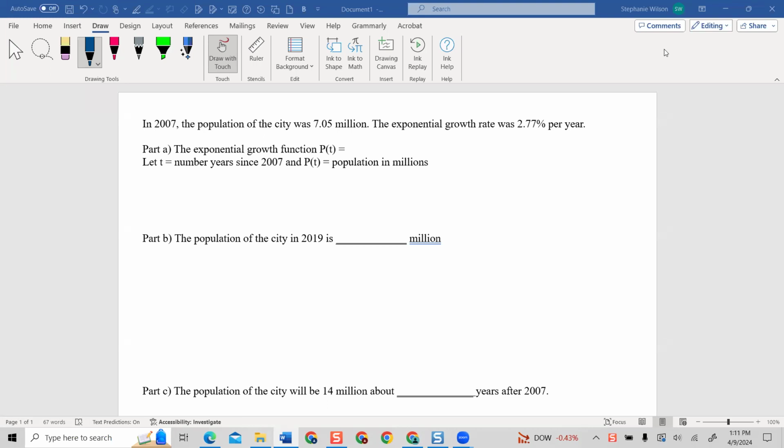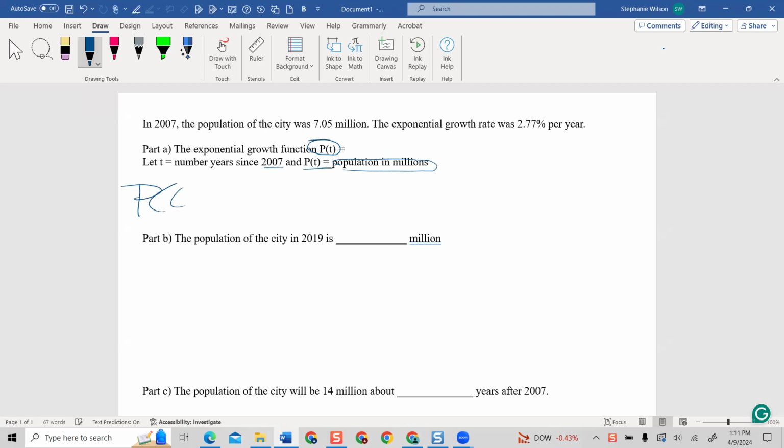Part A says, write the exponential growth function. And as you notice here, we already have the function lettered as P of t, meaning P is the name of the function, and t is going to represent the number of years since 2007. Therefore, P of t will give us the population in millions. It's going to give us our outcome.